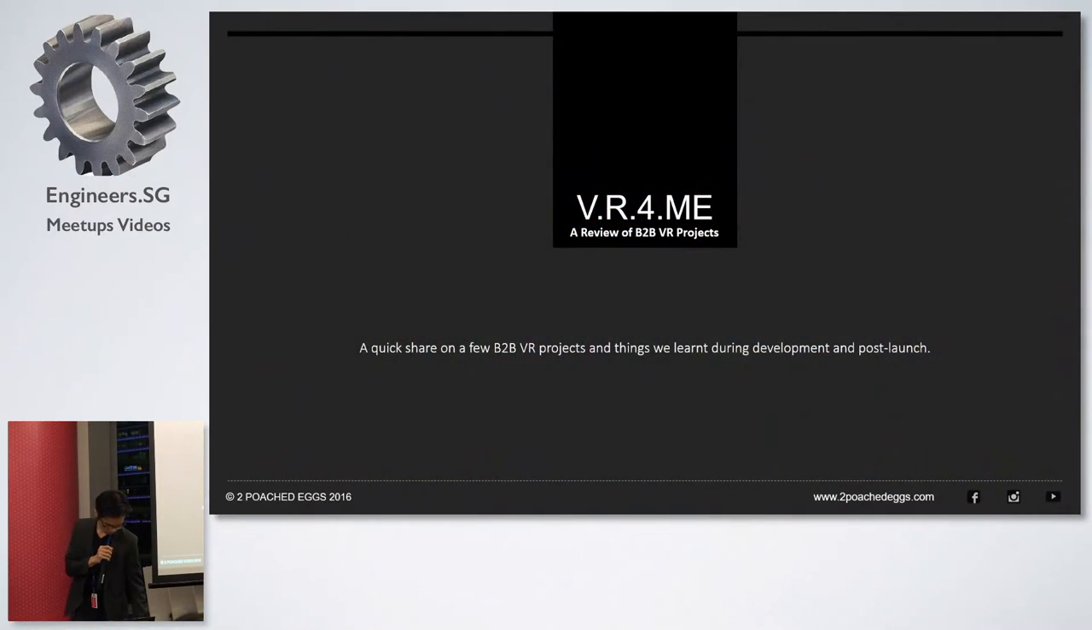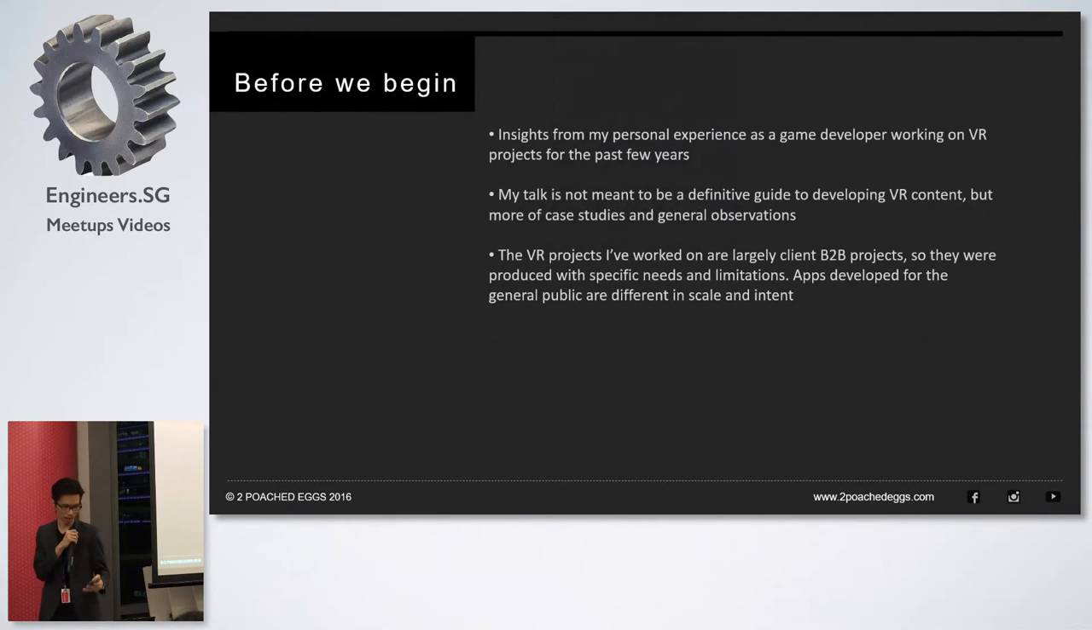Okay. So my share for tonight is about developing content for VR, but more accurately, insights from my personal experience as a game developer working on VR projects for the last couple of years. I hope my experience will prove useful and timely for you, as the major VR players are close to showing their hand. So before we begin, some pointers to quickly mention.